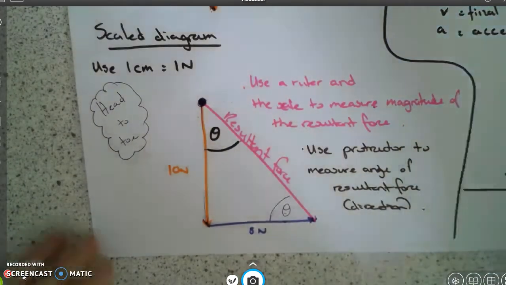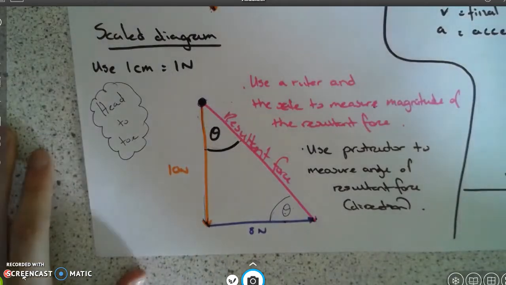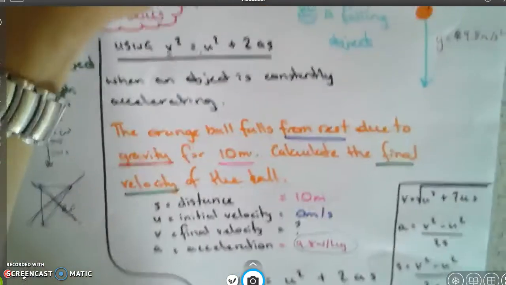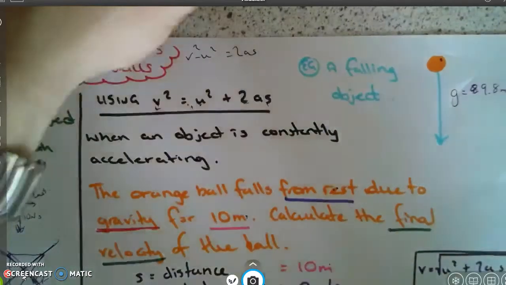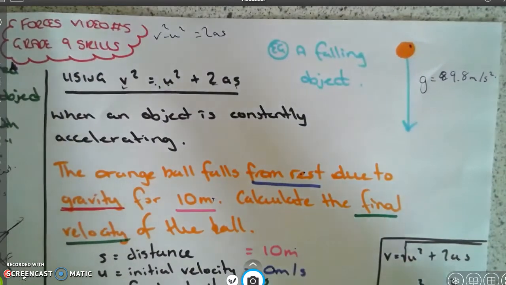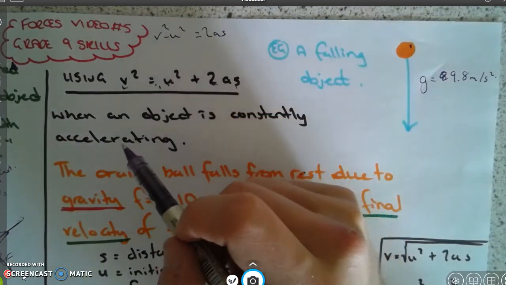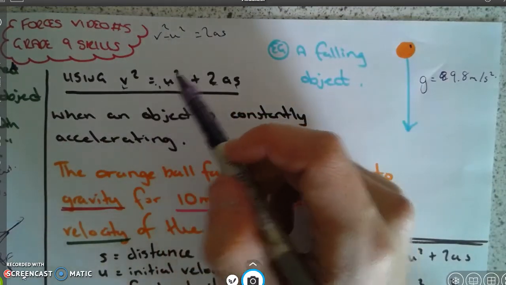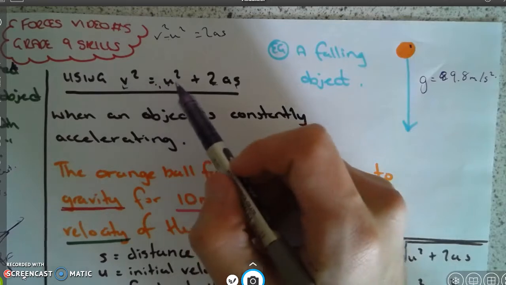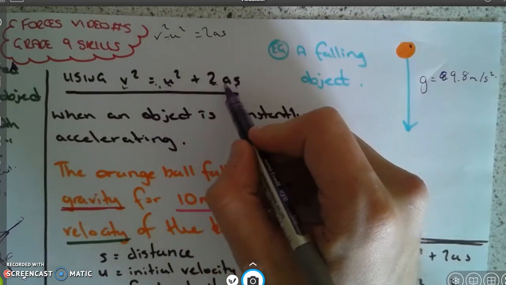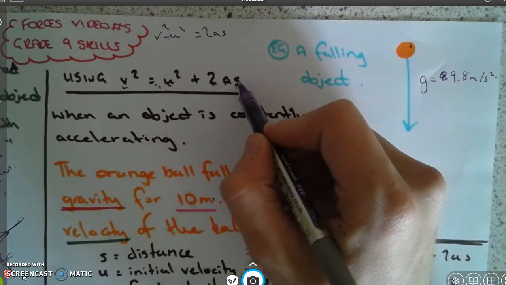So that's the first skill that I feel could come up that could be a good distinguisher between those top grades. The next one is the equation that's given to you, and even though it's given to you, it's often one that causes quite a bit of confusion. So v squared equals u squared plus 2as, or v squared minus u squared equals 2as. Let's just go through it. v is final velocity, u is initial velocity, a is acceleration, and s is displacement or distance.